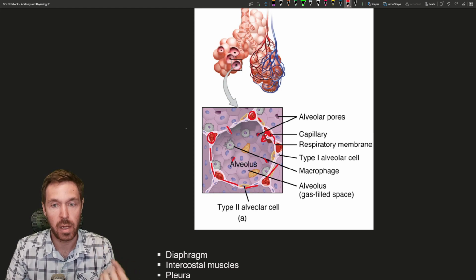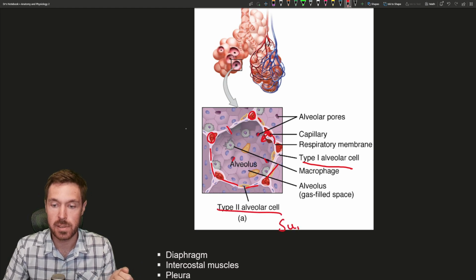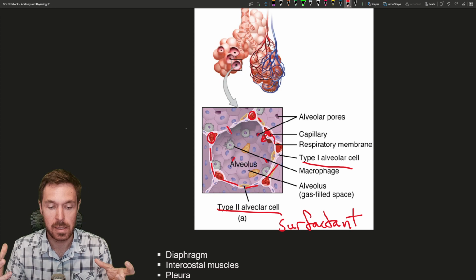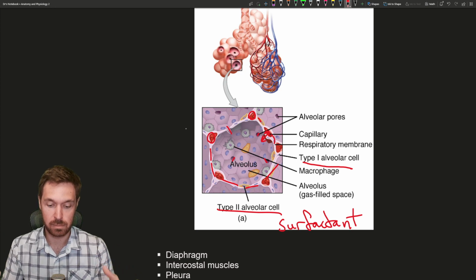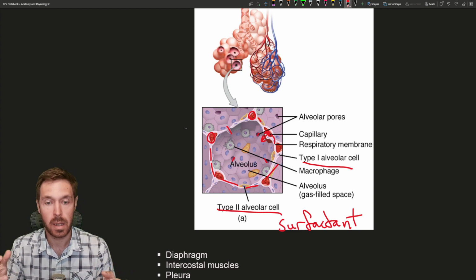But now in these alveoli, we have 2 types of cells. We have type 1 alveolar cells, which is where we have gas exchange happening between the alveoli and the capillaries. And then we have type 2 alveolar cells. These produce a substance called surfactant. Surfactant is this protein-lipid substance that reduces the cohesion and adhesion of water. And what that means is, water is polar.